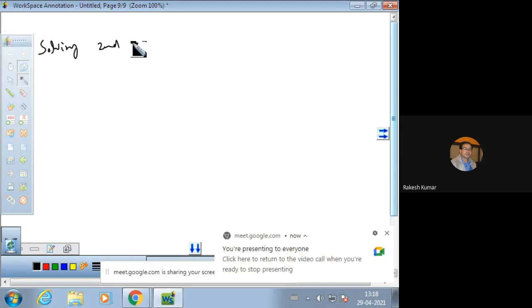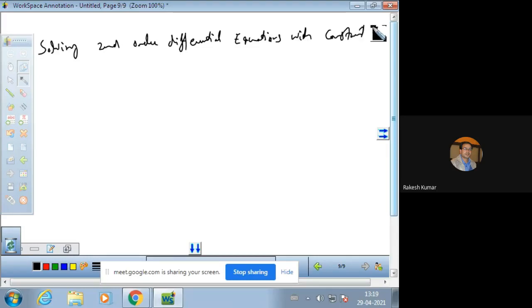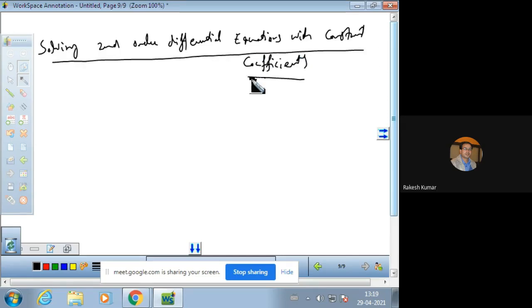Solving second order differential equations with constant coefficients. So this is the topic, and related to that, we have to start with an example. The example is solving d square y by dx square plus 4y is equal to x sine of 2x.